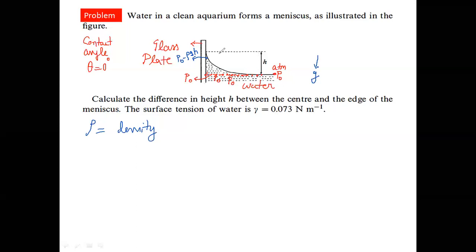Now, if you think of a three-dimensional figure, the walls of the aquarium will be something like this. Think of it in three-dimensional view. The free surface of the liquid will be in contact with this glass wall, and the meniscus will be formed like this.